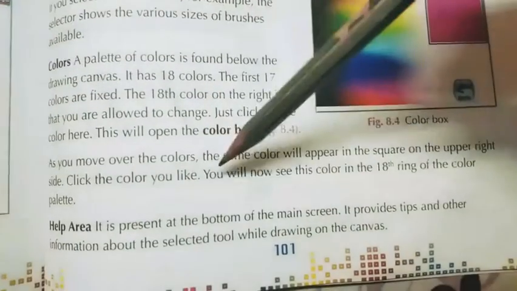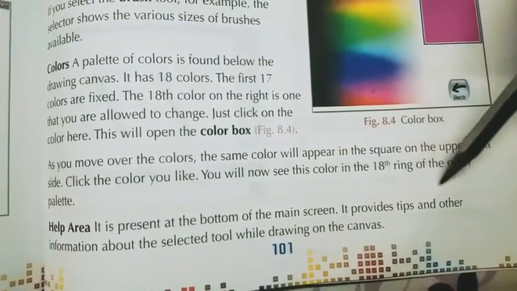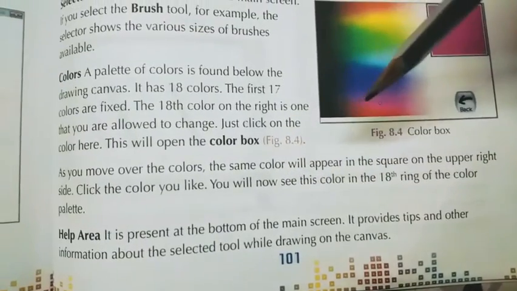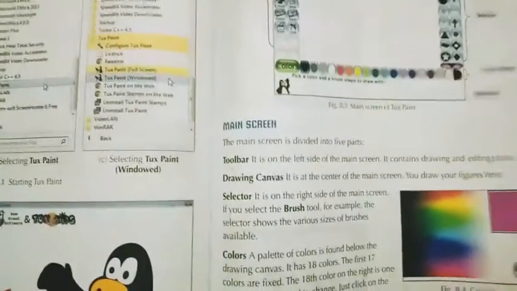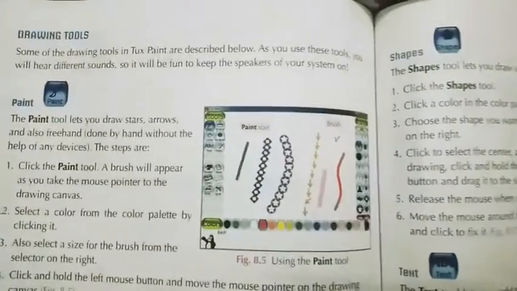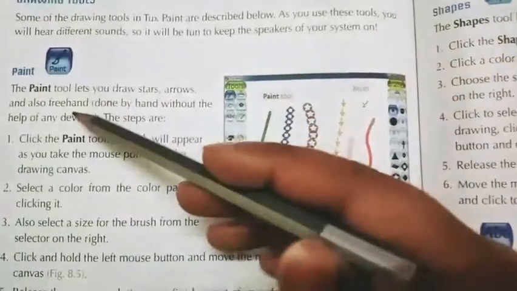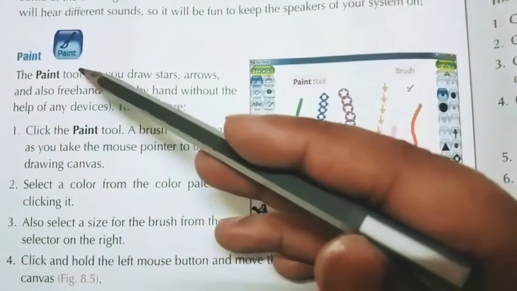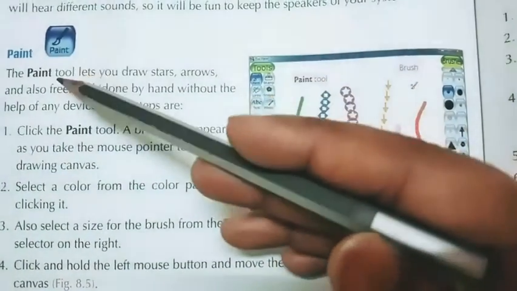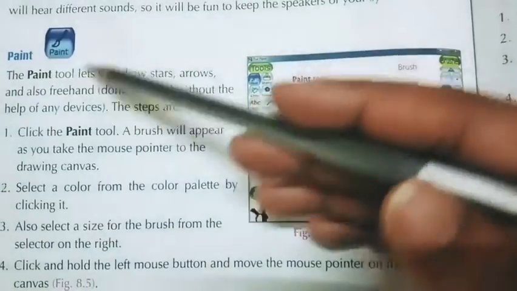Understood? Then the help area is present at the bottom of the screen. It provides tips and other information about the selected tool. Okay, then go to the next page. On the next page, the details about the main drawing tools are given. First of all is the paint tool. The paint tool is like a brush or pencil.